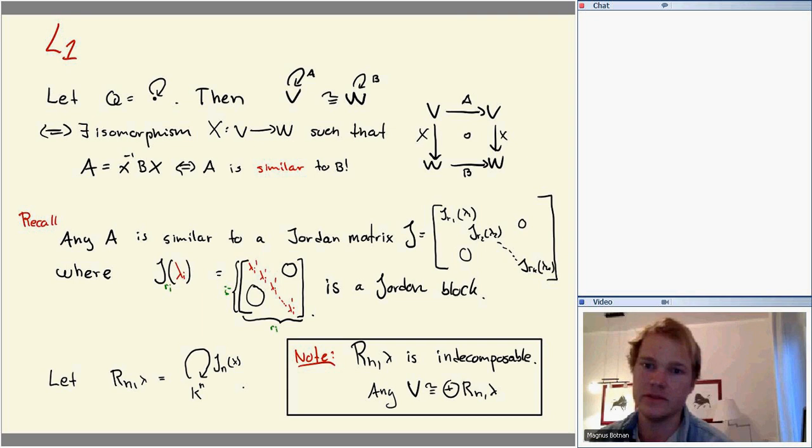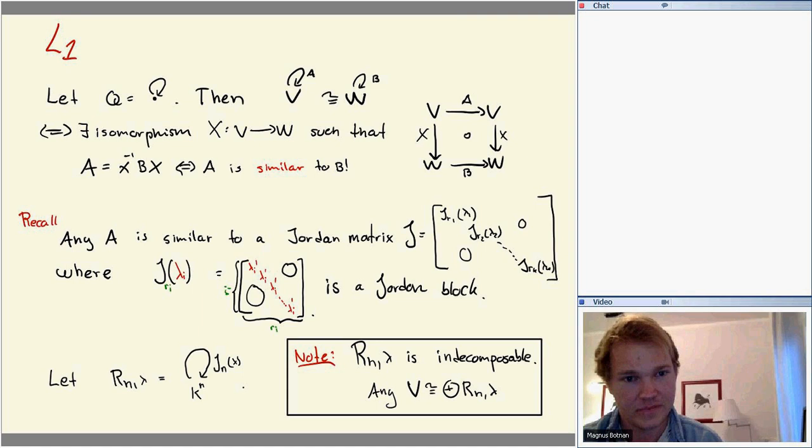So XA is going to be equal to BX. But now A, the sort of X, and A is going to be equal to B, which means that A is similar to B.